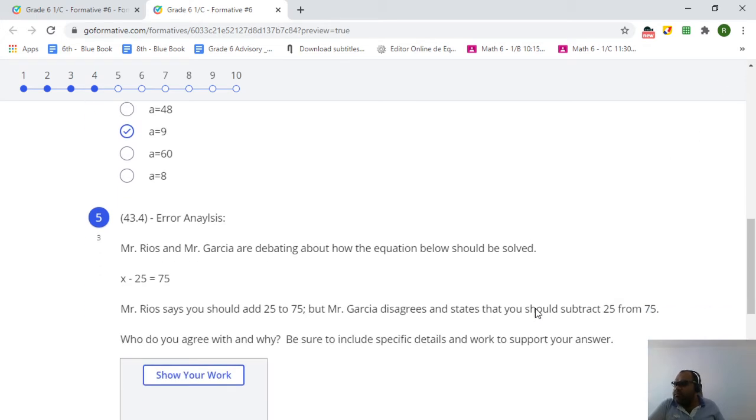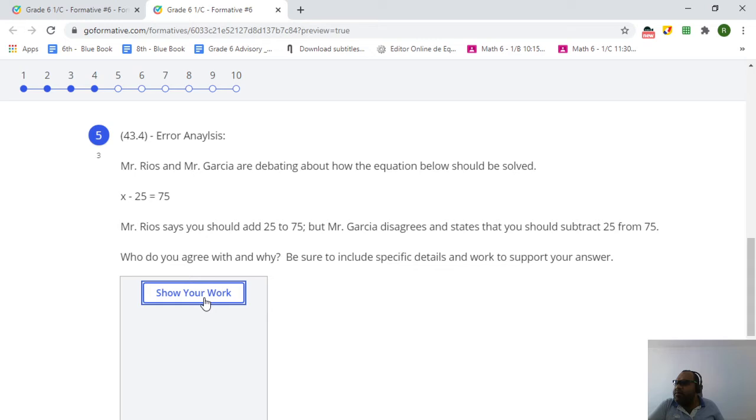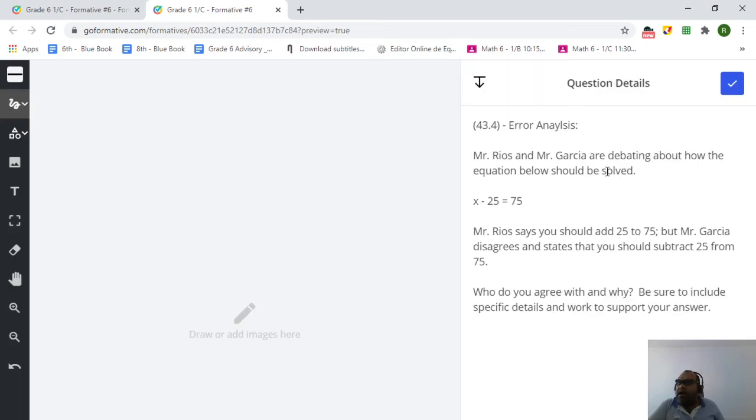Error analysis. Mr. Rios and Mr. Garcia are debating about how the equation below should be solved: x minus 25 equals 75. Mr. Rios says you should add 25 to 75. But Mr. Garcia disagrees and states that you should subtract 25 from 75. Who do you agree with and why? Be sure to include specific details and work to support your answer.